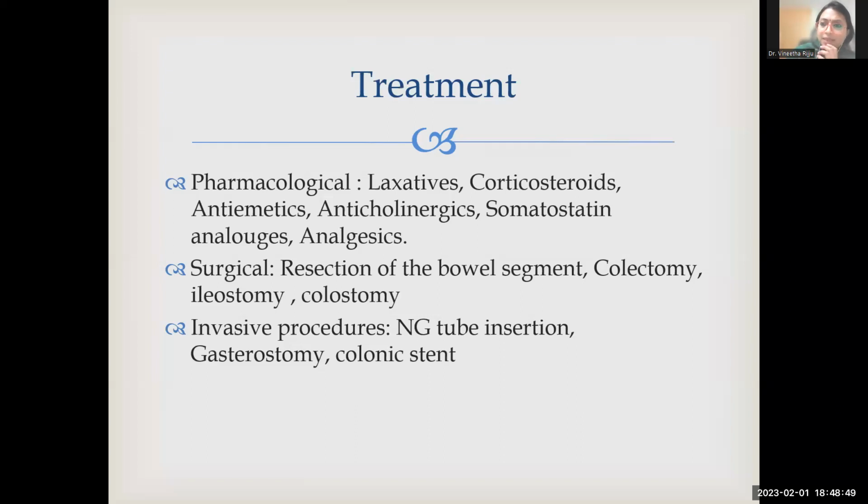So NG tube insertion can be done to deflate the bowels, and that can be used as a temporary measure. But as much as possible, try to introduce sips of fluid, and if the patient is tolerating, liquid diets. So the patient need not necessarily be put nil by mouth. We can give sips of fluids if he is tolerating, or liquid feeds in restricted amounts.